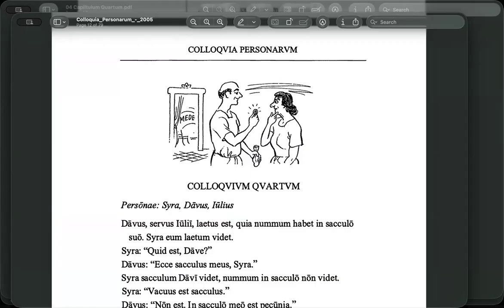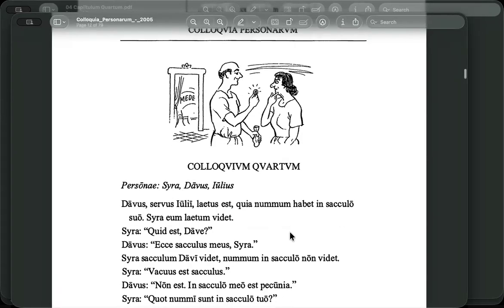So what page is it? I can't find it. Oh no, this isn't in the Familia Romana. This is actually in a separate set of documents entirely. Can you see it on the screen okay? Yes. Thank you. Okay.